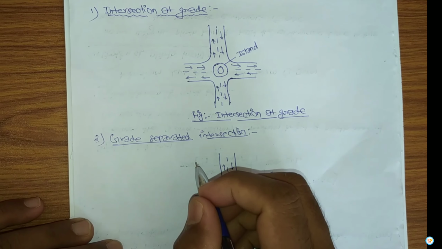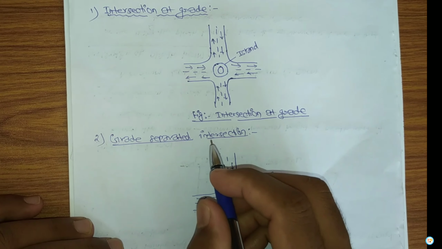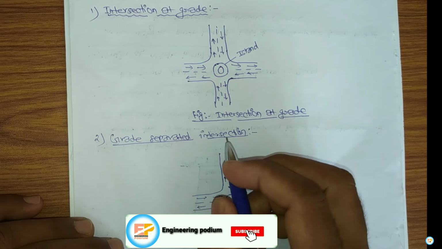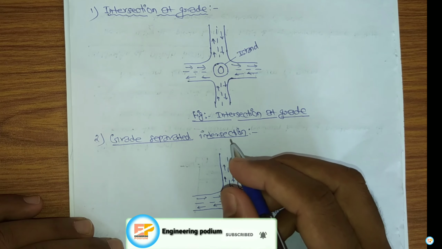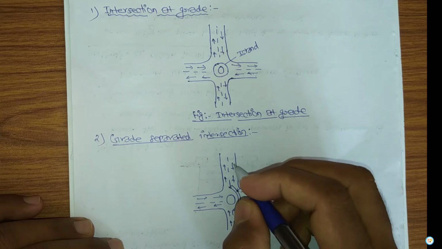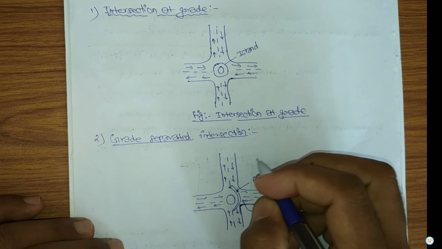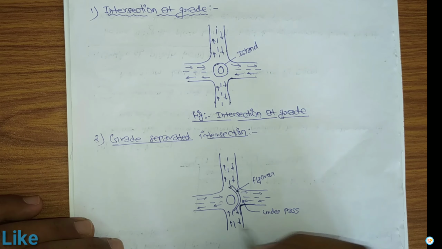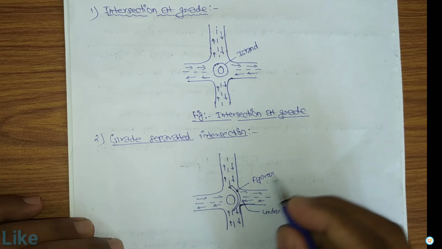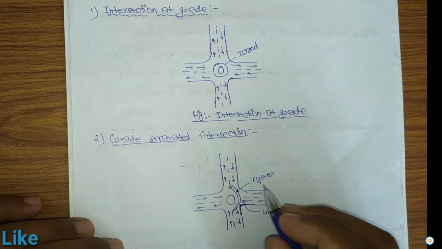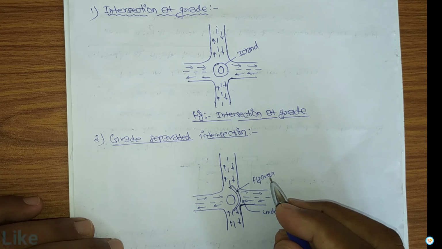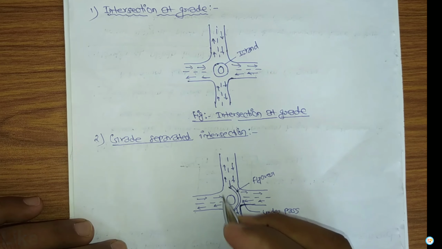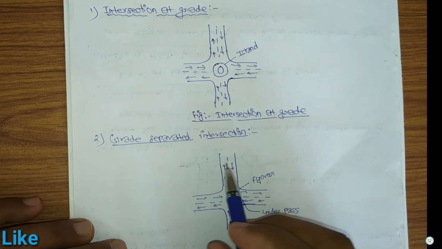Moving on to the second one, that is the grade separated intersection. In this, the intersection facilitates movement at different levels for vehicles and pedestrians. So in this, the traffic volume will be less at the intersection. You can take the example of a flyover and an underpass. So this is the flyover and this is the underpass. Flyover means the movement of vehicles above the ground level. So this is the figure of the grade separated intersection.